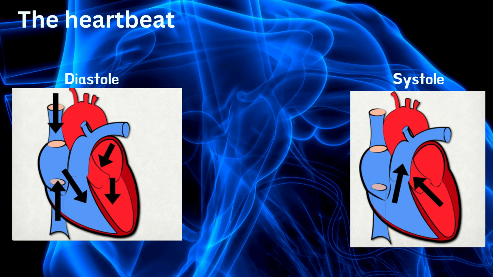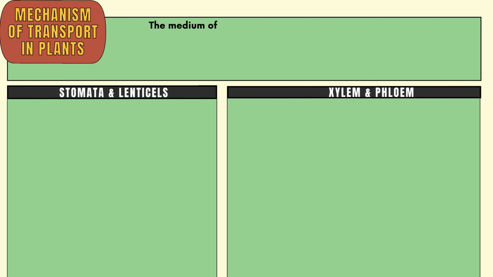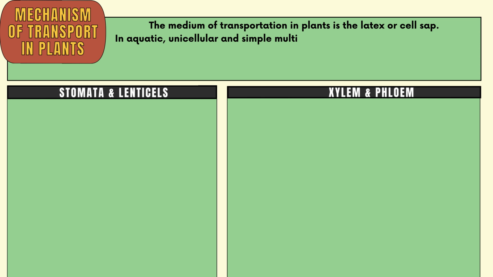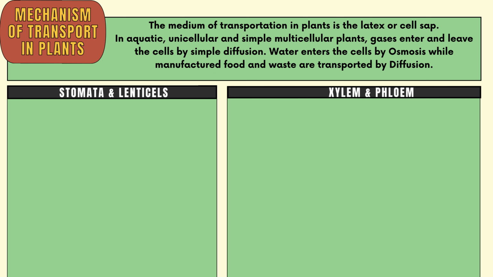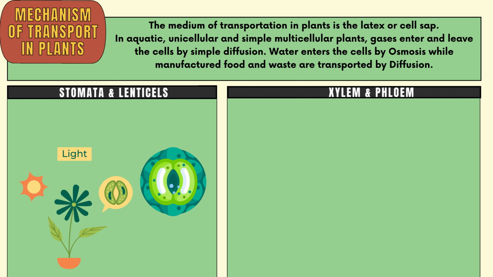Mechanism of transport in plants. The medium of transportation in plants is the latex or the cell sap. In aquatic, unicellular, and simple multicellular plants, gases enter and leave the cells by simple diffusion. Water, however, enters the cells by osmosis, while manufactured food and waste are transported by diffusion.